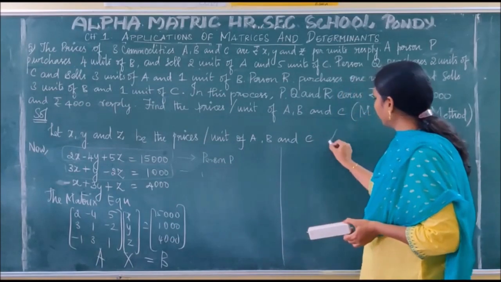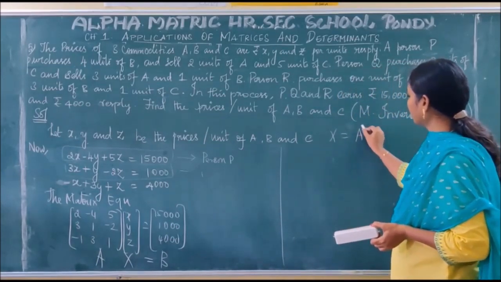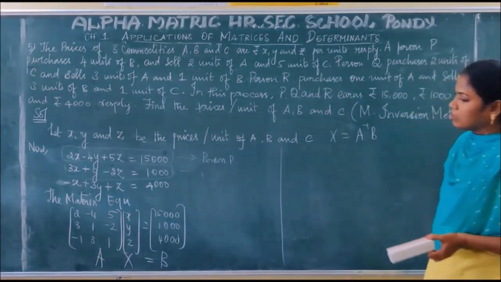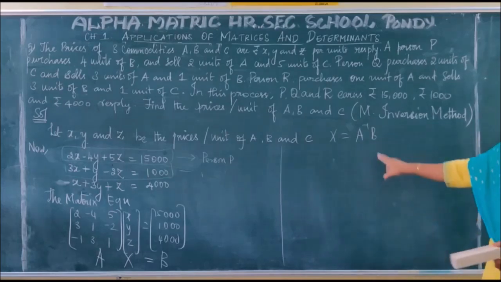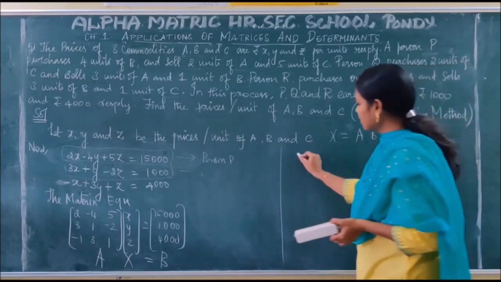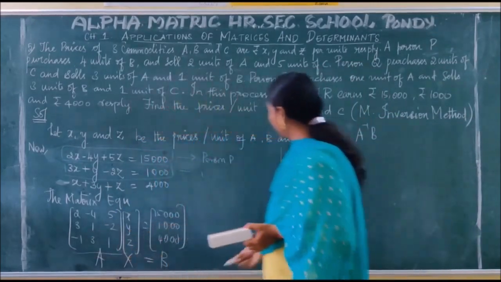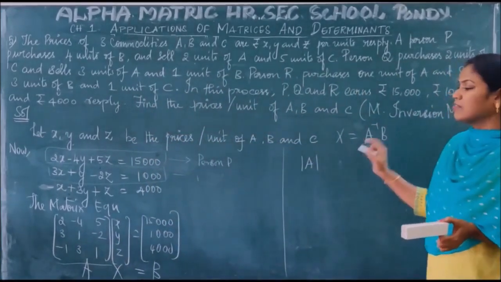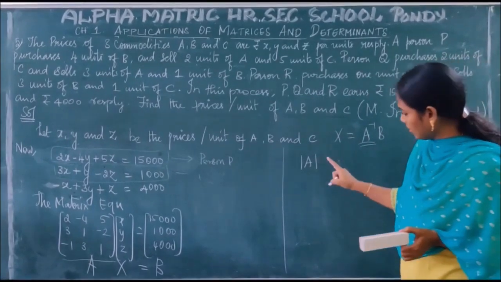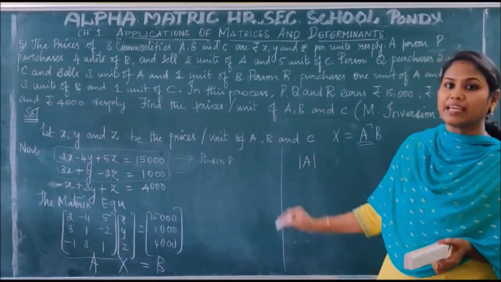What is our X matrix? X is equal to A inverse of B. Now we have to find the value of A inverse here. And what is our A? This is our A matrix. So before finding A inverse, we have to check whether we'll be able to find the inverse here.